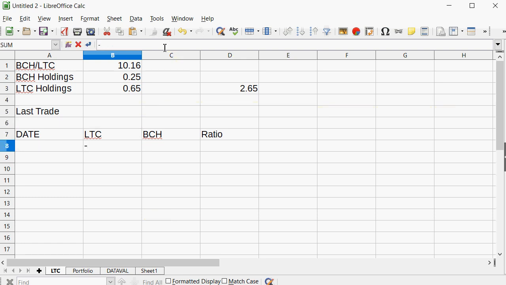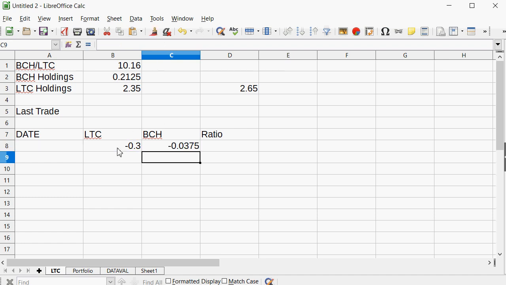Okay, so now let's just assume I sell like, man, that's a small holding. Anyway, let's just assume I own 0.1. I sell 0.1. That's, or 0.3. If the ratio was 8, then I would do 1 or 0.12%. I'd get that many, which is 0.0375.